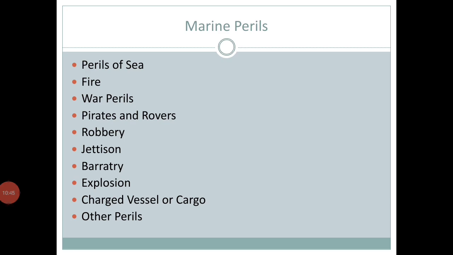Okay, and there are other perils also. Any loss incurred by salt water of the sea, actions of the worms on timber, damages due to oil, sweat, heat, etc. are included in perils at the sea and other perils. Okay. So these are the marine losses and marine perils.